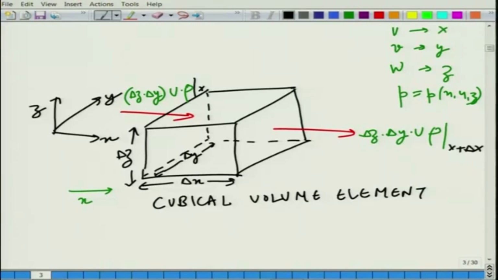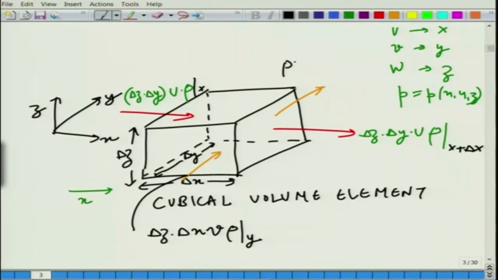Now, what happens to the fluid that comes from the face z x, like this, and the one that goes away is like this. So, this is your delta z into delta x into v. Along the y direction, the velocity is v and rho. So, this is at y, and this is rho v delta z delta x at y plus delta y.